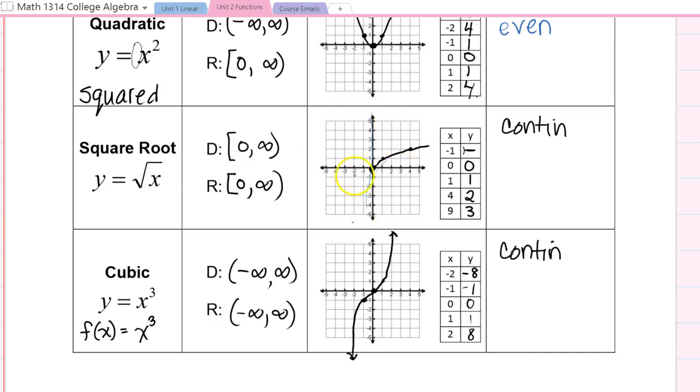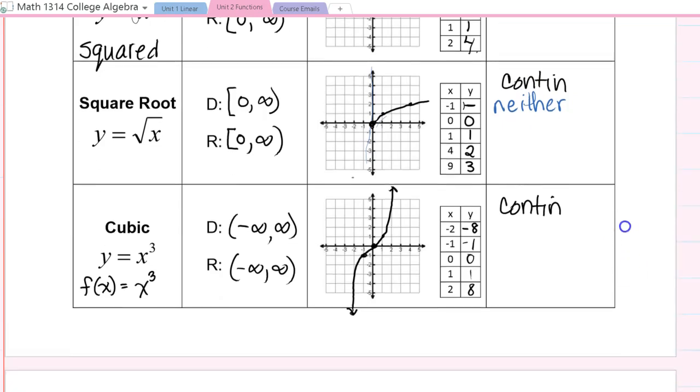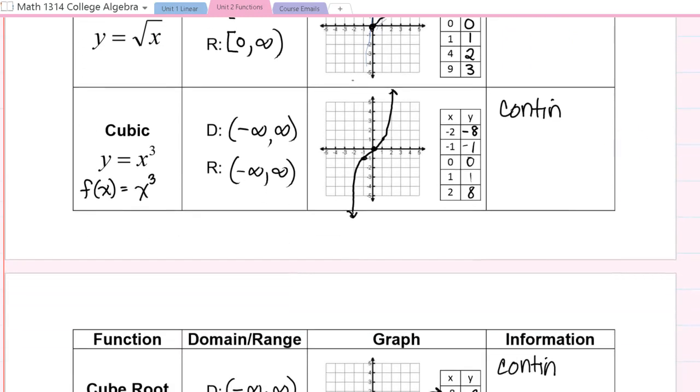However, if I were to put this upside down, it would probably look like this, which is not the same thing as what we have up here. So therefore, this is neither even nor odd. Now, I'm not going to write anything, but you could write neither if you like. If we look at cubic, I don't see the same thing on the left side as I do on the right side, but if I were to put this upside down, it would be the exact same graph. So this is an odd function.